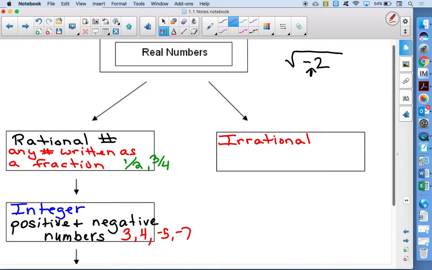If you look at the front cover of your packet, I think there's a pi symbol on there. And it says be rational, get real. So the i is the imaginary number, the pi is an irrational number. This is a number that is only going to be a decimal. It cannot be written as a fraction.